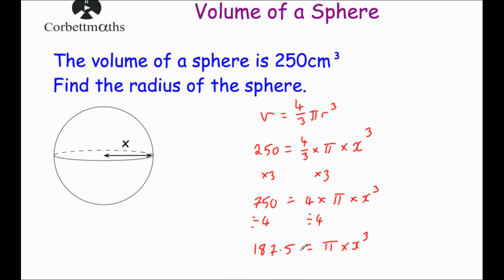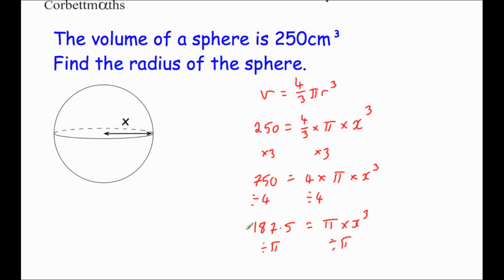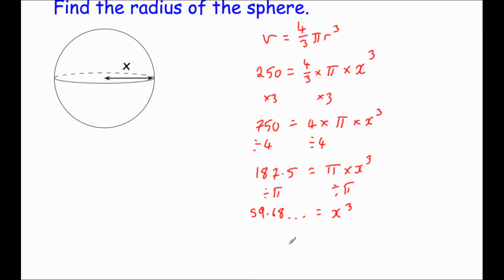Now we don't want the pi here either, so we're going to divide both sides of the equation by pi. And that will give us 59.68 and so on. I'm not going to write out my whole calculator display, but I'm going to keep that on the calculator, equals x cubed. Now we don't want x cubed, we want x, so we're going to do the inverse of cubing, which is cube root both sides of the equation. So the cube root of that 59.68 and so on will be 3.90796 and so on, and that's equal to x.